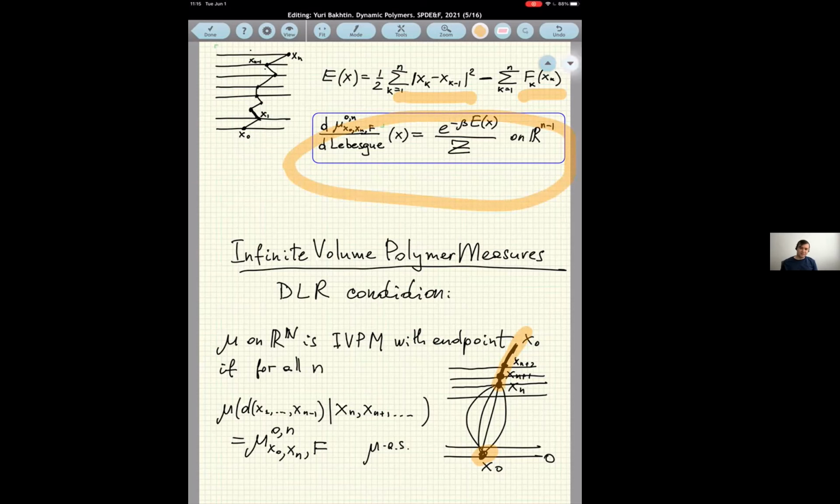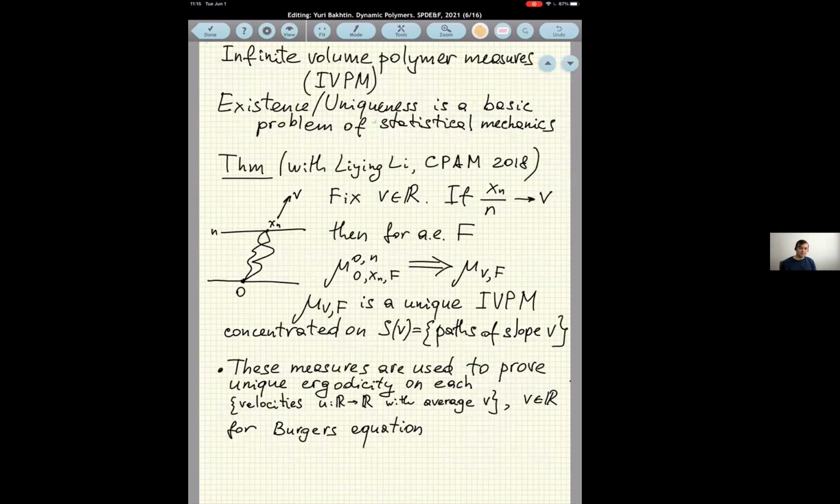And then one of the first questions you could ask and should ask in statistical mechanics is the existence and uniqueness of those infinite volume polymer measures, Gibbs measures in general. The natural way to state this is: do local interactions of this polymer chain with itself and with the environment define the macroscopic state uniquely? And if they don't, then what are the possible macroscopic states?